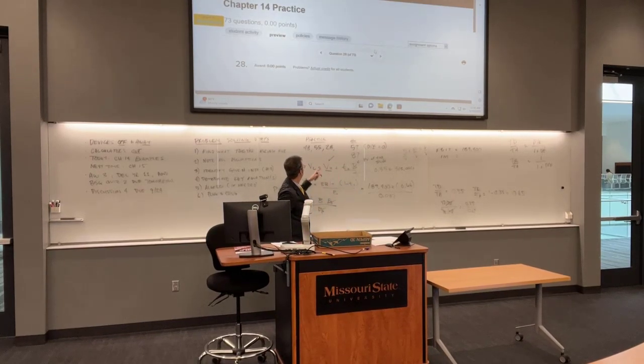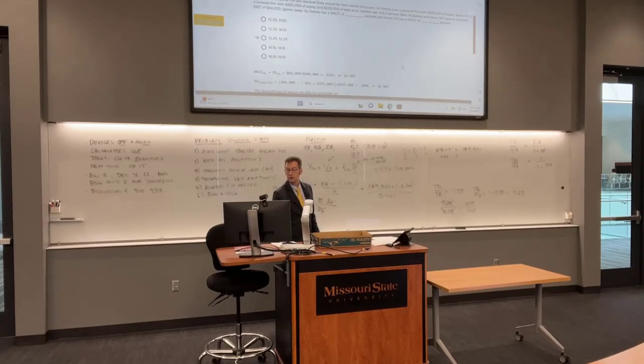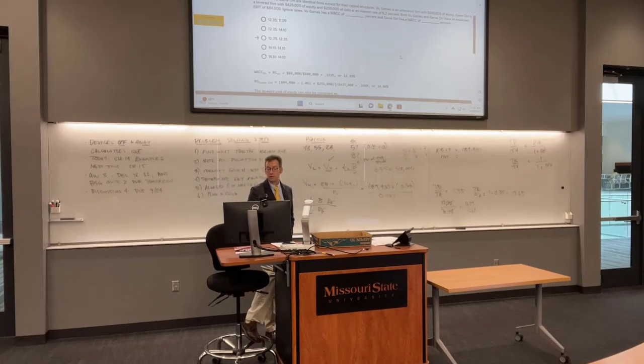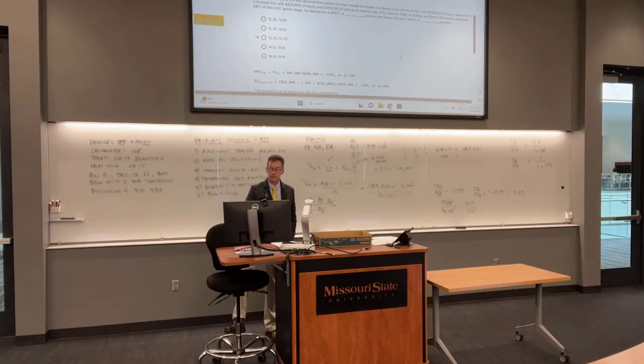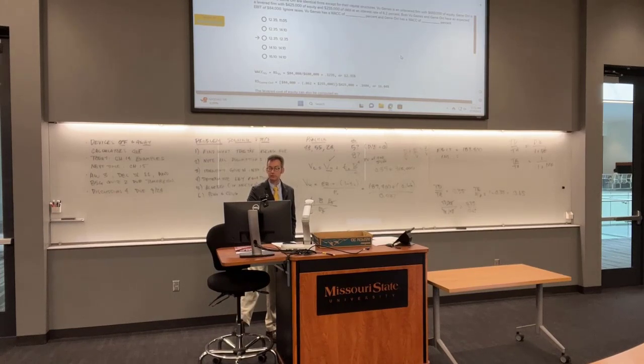Let's move on to number 48. VU Games and Game On are identical firms except for their capital structures. Actually, we worked this one last time, didn't we? VU Games is an unlevered firm with $680,000 of equity. Game On is a levered firm with $425,000 of equity and $255,000 of debt. At an interest rate of 6.2%, both VU Games and Game On have an expected EBIT of $84,000, ignore taxes, and they're asking us for the weighted average cost of capital.